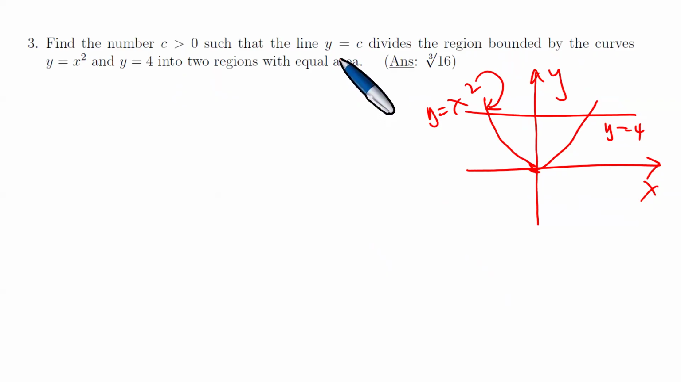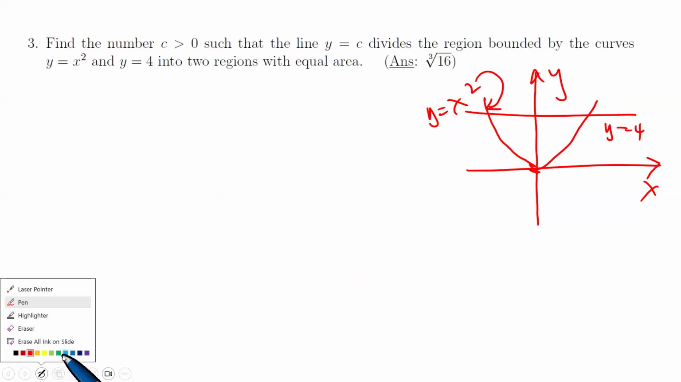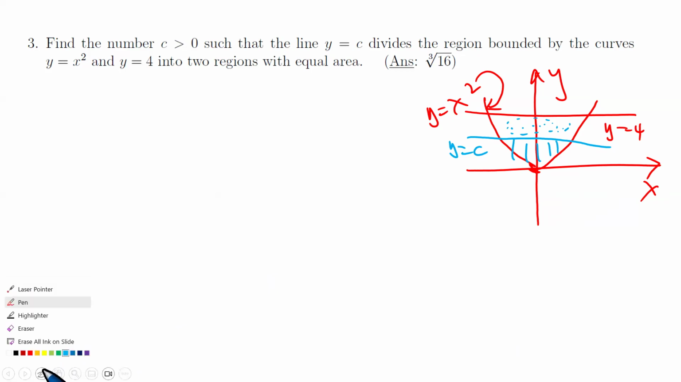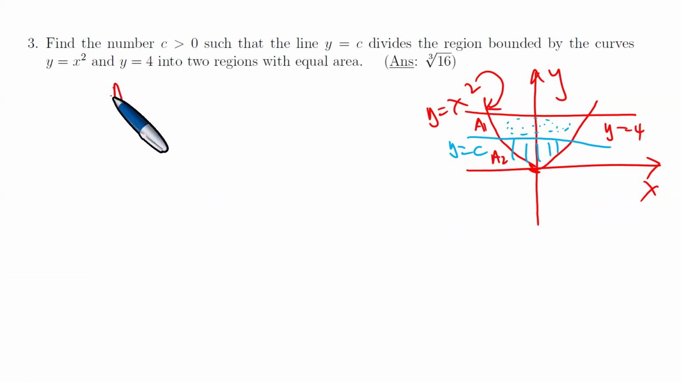So the y equals 4, the y equals c, it's a number that is positive. So it is y equals c that sort of divides the area, but the areas must be equal to each other. Okay, so a very little question. So now what you're going to do here, you're going to divide these into area 1 and then area 2. But you require that area 1 should be equal to area 2.